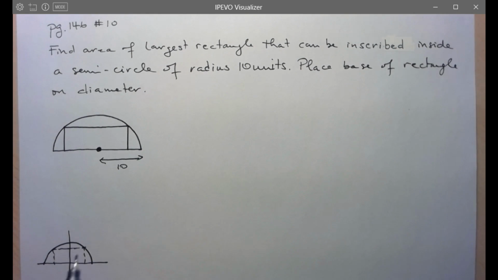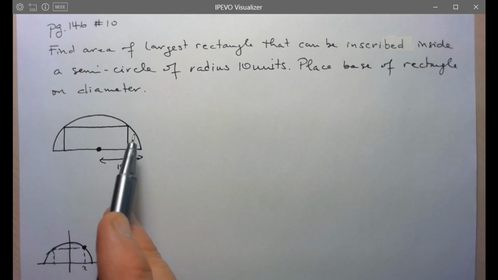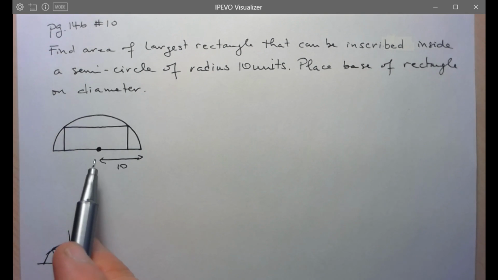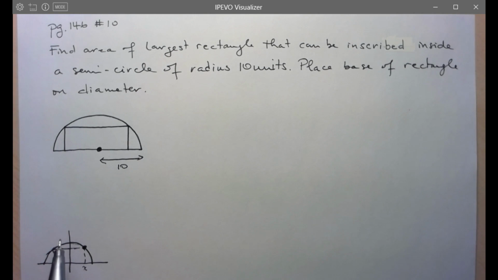And so here I see that the base of the rectangle can be an x value, and the height of the rectangle can just be the y value on the semicircle. All right, so it can be solved as an analytic geometry problem. I'll solve it as a geometry problem, and in essence, they're exactly the same, just two different approaches.